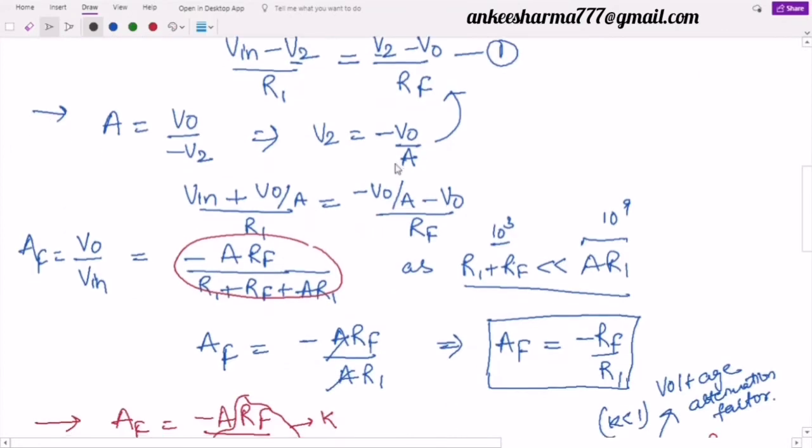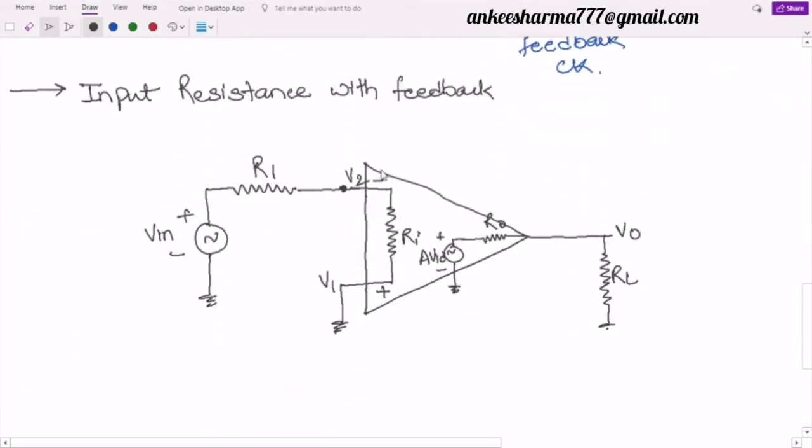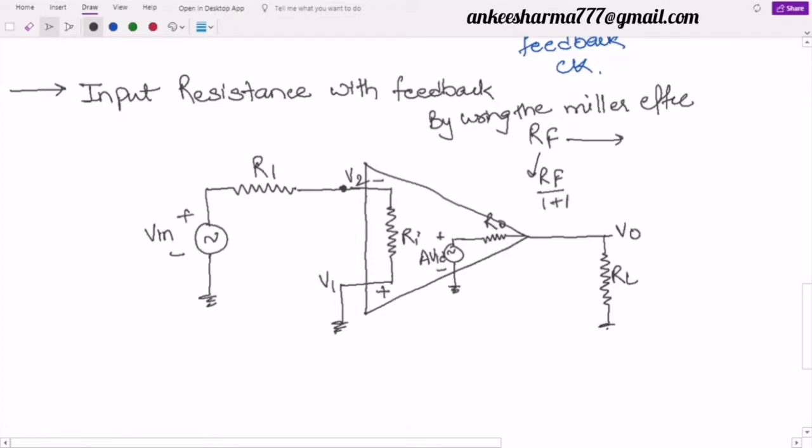So how will we divide? By using the Miller effect. RF can be broken down at two sides, input and output. At input it will be RF divided by 1 plus A, and at the output end it will be RF into A upon 1 plus A. So these are the two different values.